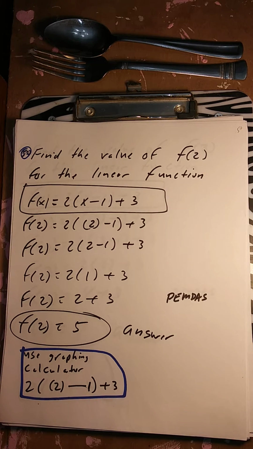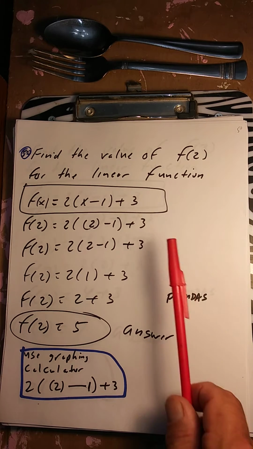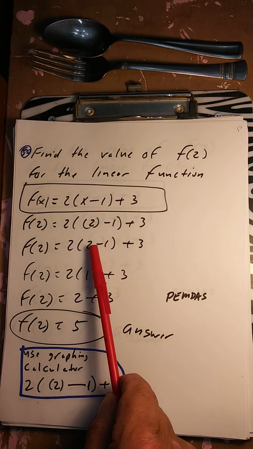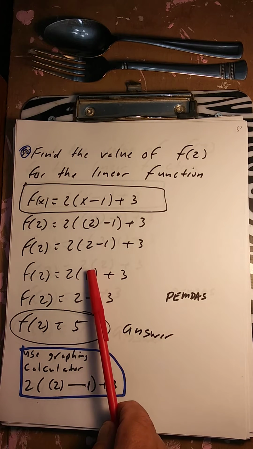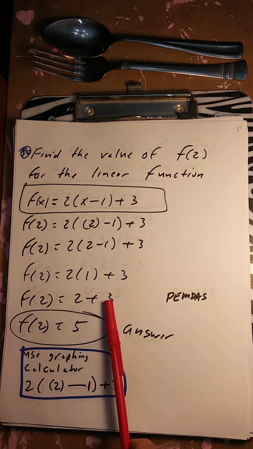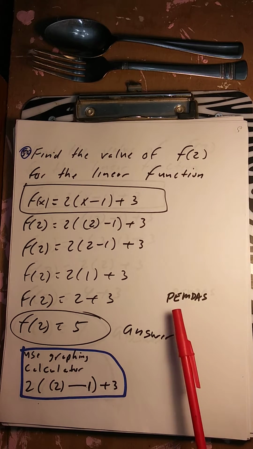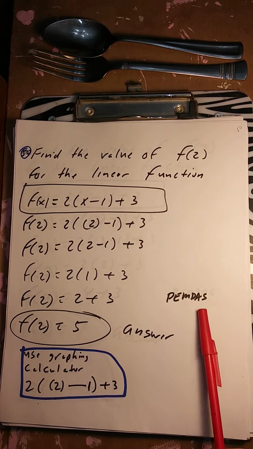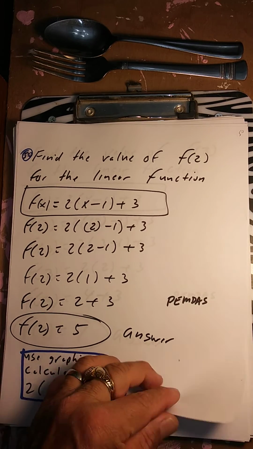Find the value of f of 2 for the linear function. So put the 2 in there. 2 minus 1 is right here. 2 minus 1. And that's going to be 1. Multiplication, addition, do the multiplication first. 2 times 1 is 2. Add 3 is 5. Order of operations, please excuse my dear Aunt Sally: parentheses, exponent, multiply, divide, add, subtract.